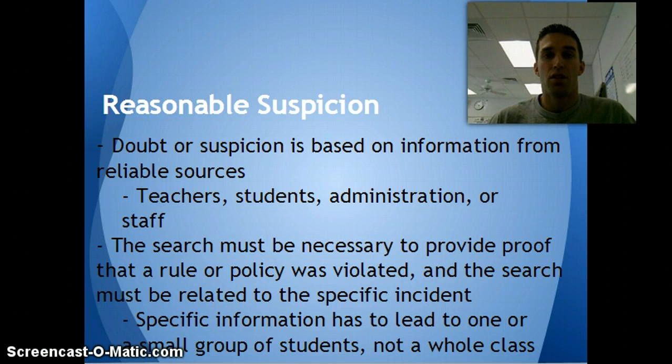The search that could be performed based on this suspicion must be necessary to provide proof that a rule or a policy in the school was violated, and the search must be related to the specific incident that has taken place. That specific information has to lead to one student or a small group of students. You can't just link everybody together in one whole class and try to search everybody. It has to be specific individuals or groups of individuals.